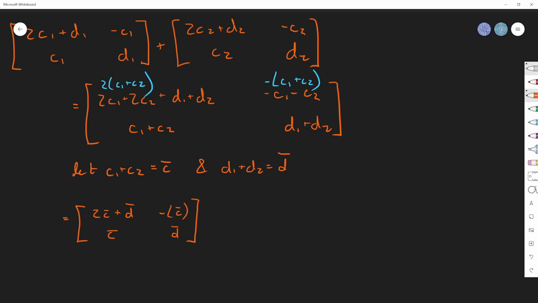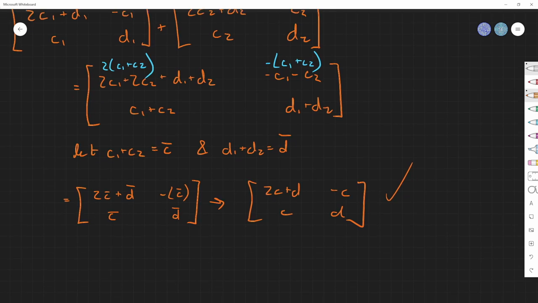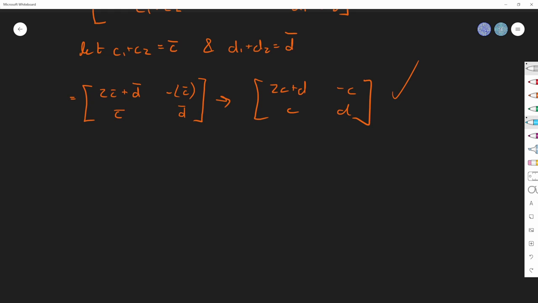And if you look, this is also the same thing as we had in the matrix M that we found: 2C plus D, and then C, negative C, and D. So yes, this is closed under addition. Now we have to check if it is closed under scalar multiplication.